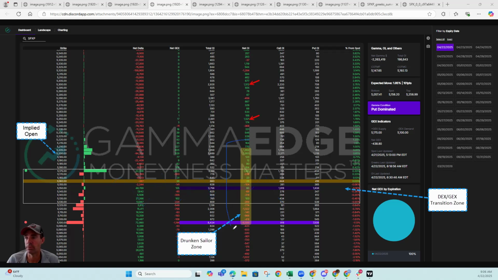And then we've referenced our drunken sailor range, where these are low exposure areas with an elevated expected move here of 100 points. If you're in the drunken sailor range, you can have highly volatile moves back and forth and just get chopped around pretty significantly.